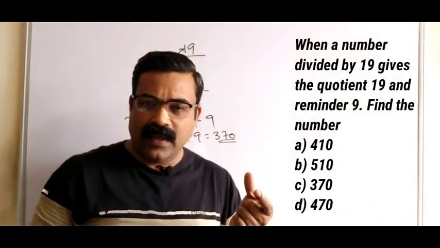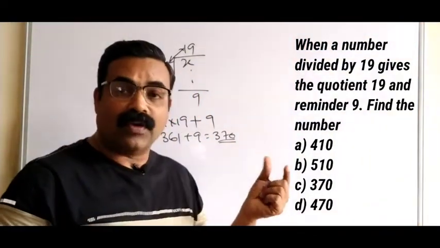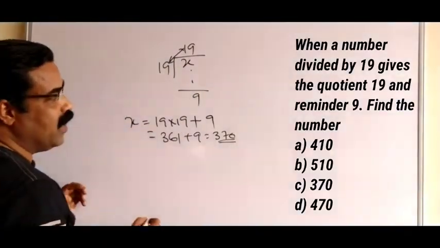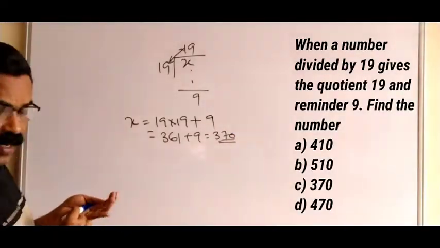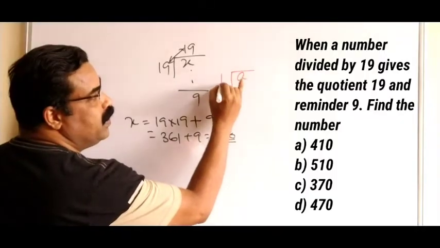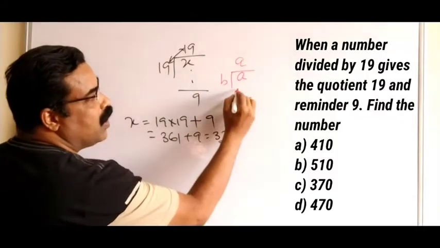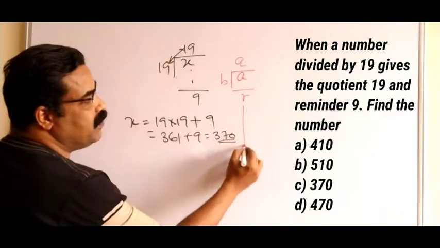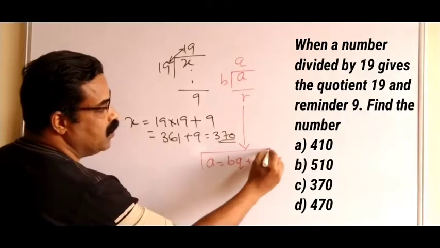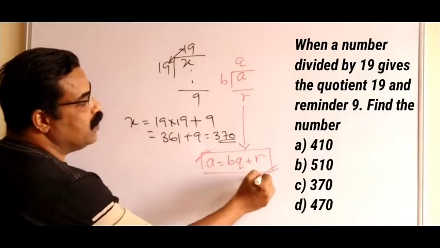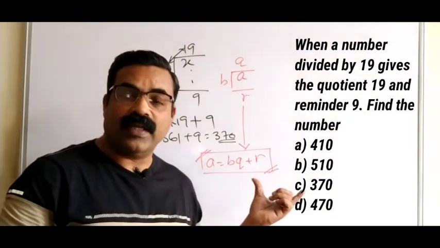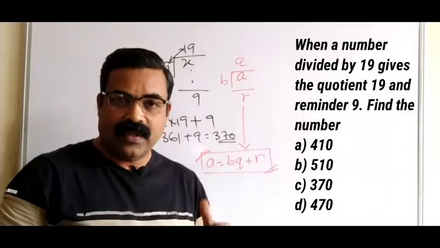We need to find out the number. A number when divided by 19, we got the answer also 19 and remainder 9. So we have a formula like this. A is a number, you divide it by B and you get a quotient Q and you get a remainder R. This can be expressed as A is equal to B into Q plus R. Using this formula, this type of questions easily can be solved. So this is the method to find out this type of questions. Please note it.